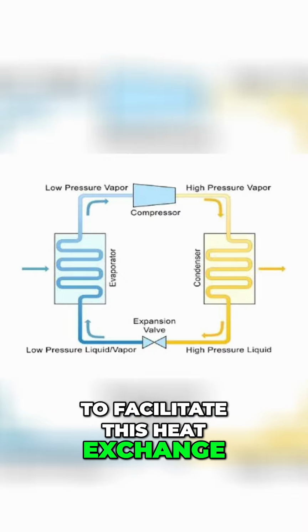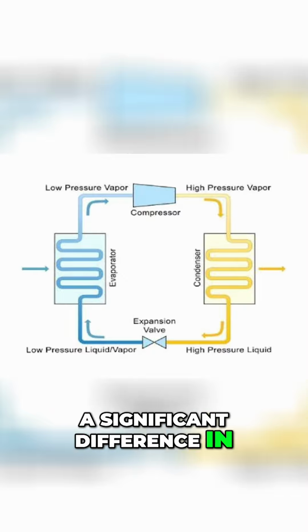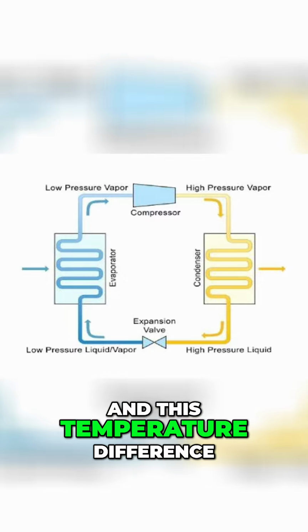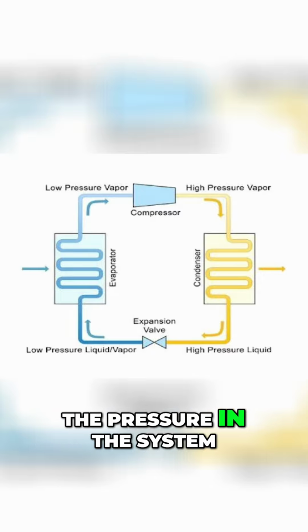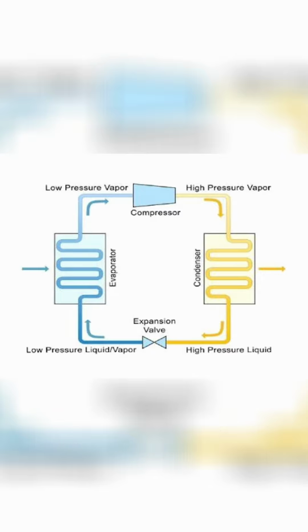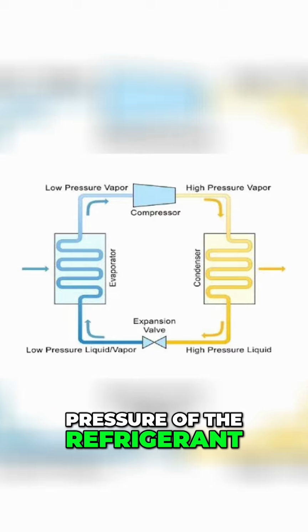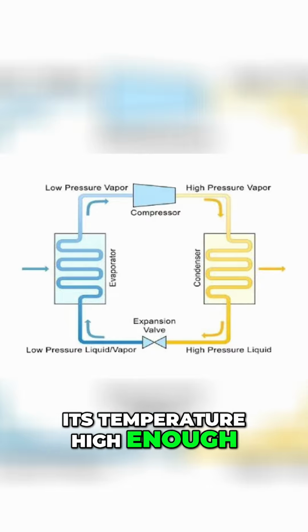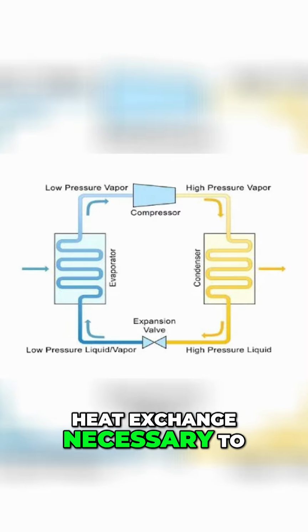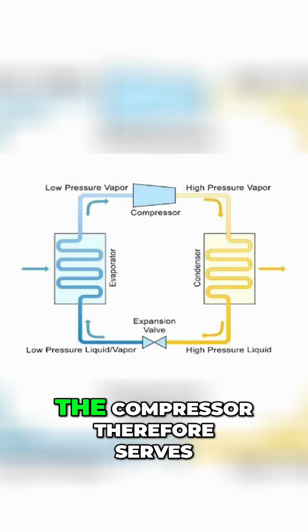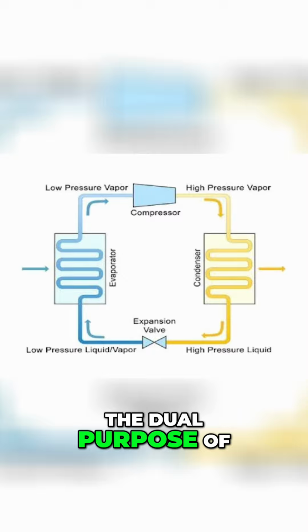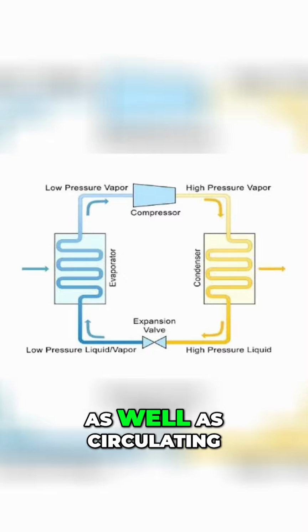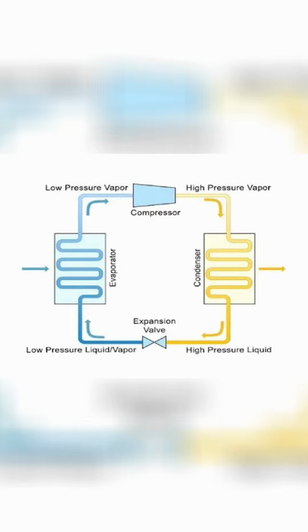To facilitate this heat exchange, there needs to be a significant difference in temperature between the refrigerant and the surrounding medium, and this temperature difference is controlled by manipulating the pressure in the system. The compressor raises the pressure of the refrigerant before it enters the condenser, and thereby raises its temperature high enough to allow for the heat exchange necessary to change its state. The compressor therefore serves the dual purpose of raising the pressure and temperature of the refrigerant entering the condenser, as well as circulating the refrigerant through the system.